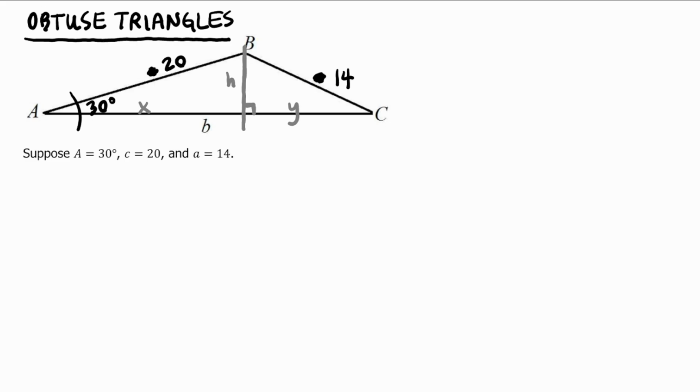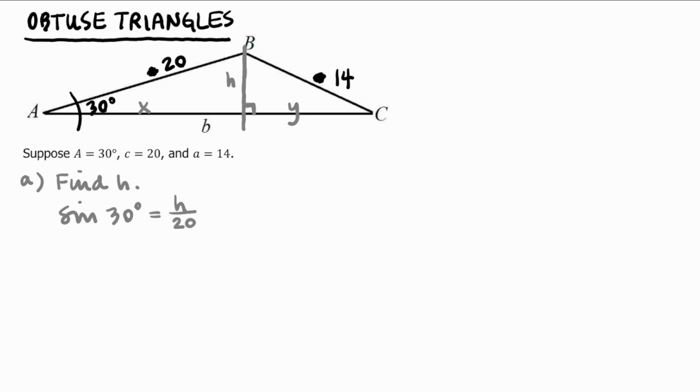So I'm going to start off by finding H. To find H, I've got an angle and the hypotenuse, and I want to find the opposite side length. That's SOHCAHTOA, so I'm going to use sine. I'm going to say sine of 30 degrees is equal to H divided by 20.